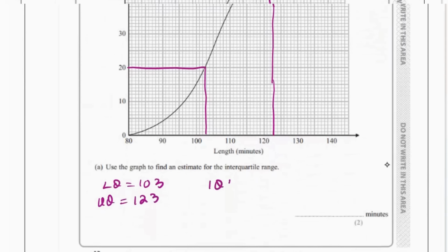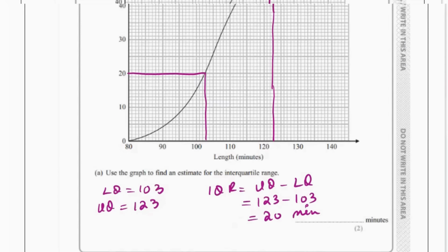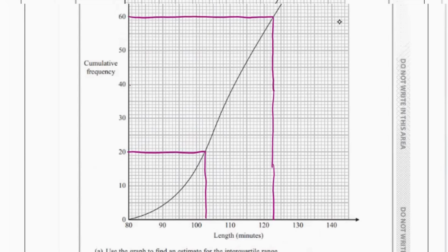For the interquartile range, we do upper quartile minus lower quartile. So 123 minus 103, and that's going to be 20 minutes. That is your interquartile range. If they were asking you to find the median, you would do 80 divided by 2, which is 40, and you draw a line from 40.